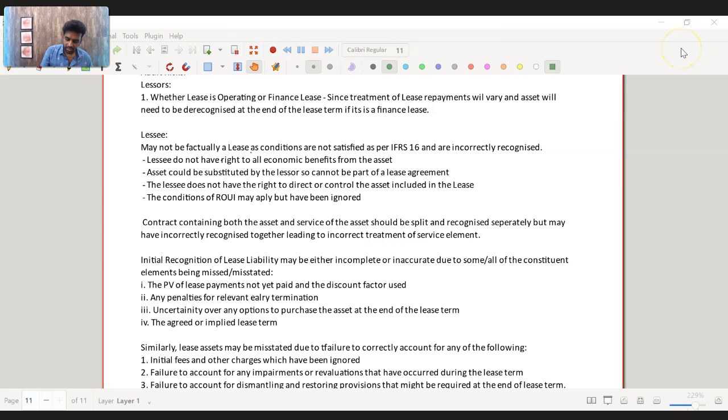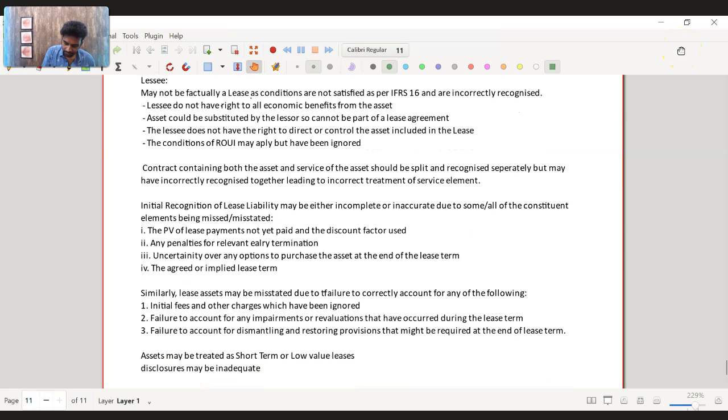Then comes the initial recognition of the lease liability, right? The present value of lease payments not yet paid, the discount factor used is not correct, penalties are not shown correctly, uncertainty, the lease implied term or the agreed term are not correct. So there could be mistakes in terms of the lease liability being recognized due to some incomplete or inaccurate information that we have. That could be one of the issues.